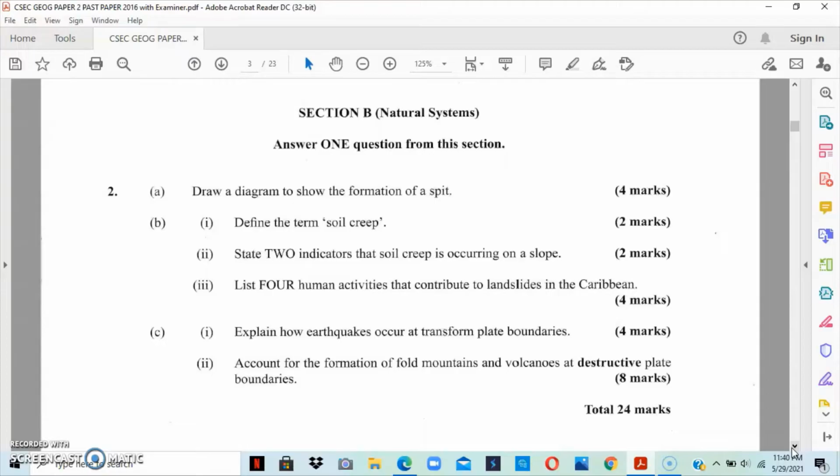Part 2 asks us to state 2 indicators that soil creep is occurring on a slope. Now, soil creep is happening so slowly that it is not visible. So we're not seeing when the soil is actually creeping, but there are signs that you can look out for. We can look out for tilted trees or fences. We can look for tension gashes in the roads. We can look for the accumulation of soil at the foot of a slope, and we can look for thinner soil at the top of the slope. Once we see any of those 4, it means that soil creep is actually taking place.